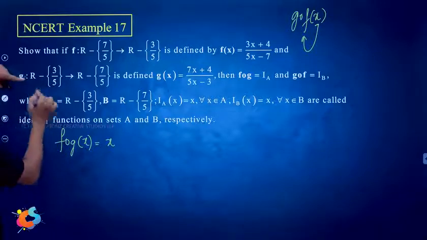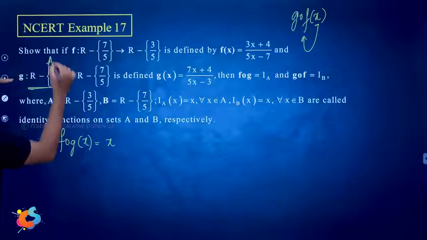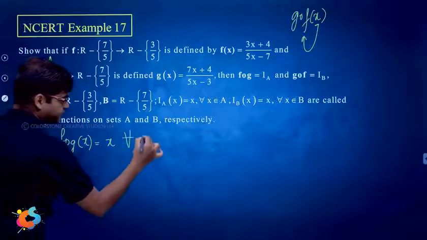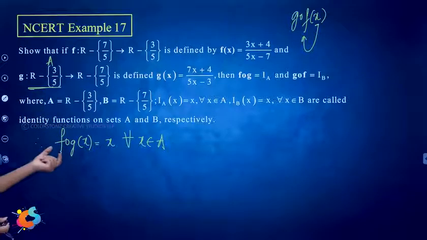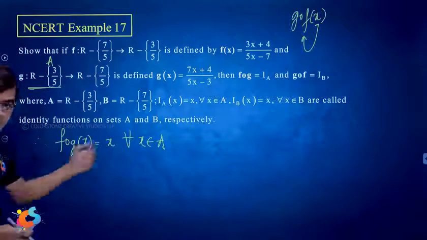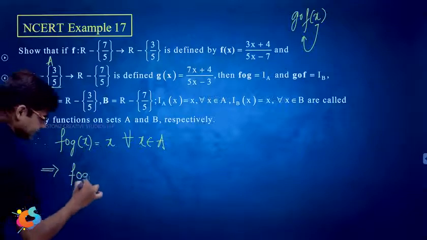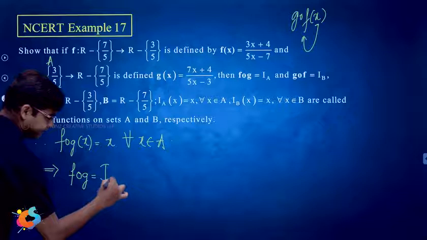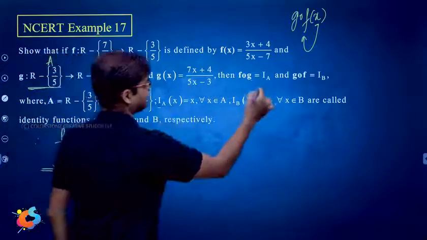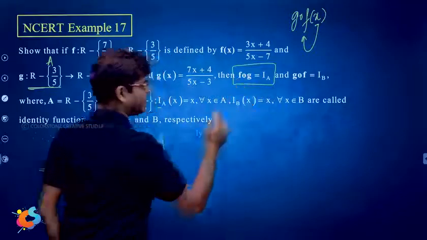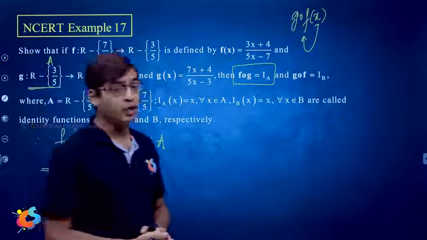What is domain of g? This one. What is this? This is nothing but A. So therefore, for all x belonging to A. Clear? Okay. So this is an identity function which is defined on set A. So implies f circle g is a function which is an identity function defined on A. So that is what we have to show. So half of the question is completed. F circle g is equal to I_A.